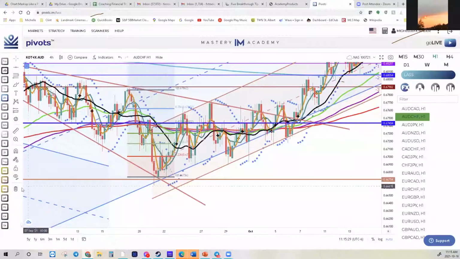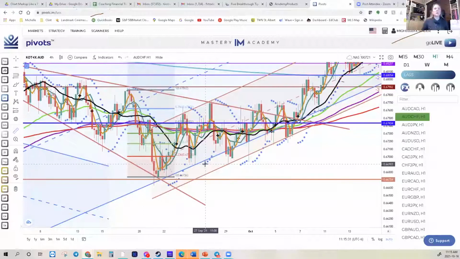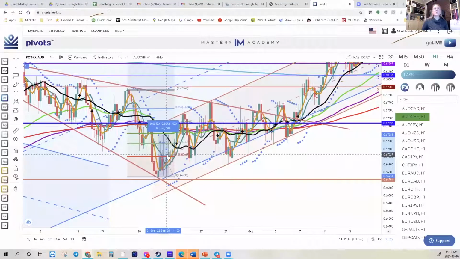Right, that was a really good move. Let me just find it here. From here to here, that was in 20 hours. It went 53 pips. If I was moving my stops to profit, I absolutely would have got whipped out of this trade.